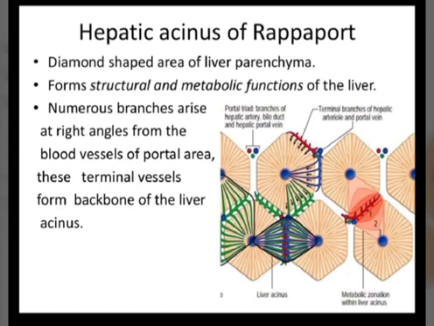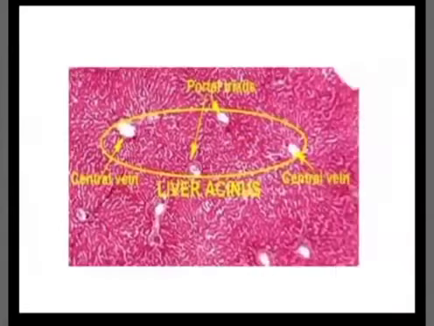Diamond shaped areas of the liver parenchyma are known as the hepatic acini of Rappaport. They form the structural and metabolic functions of the liver. Numerous branches arise at right angle.